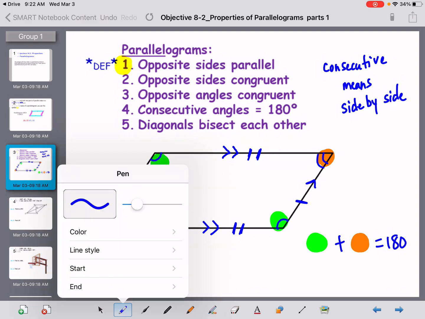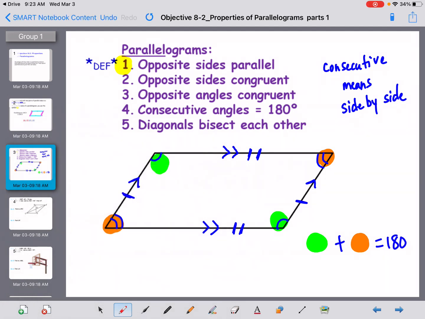And then the diagonals bisect each other. So if I drew in some diagonals, drawing these diagonals in red, this right here point, that's where they intersect. Bisecting each other means this piece and this piece, those 2 that I just marked, would be congruent, and also this other piece would be congruent.